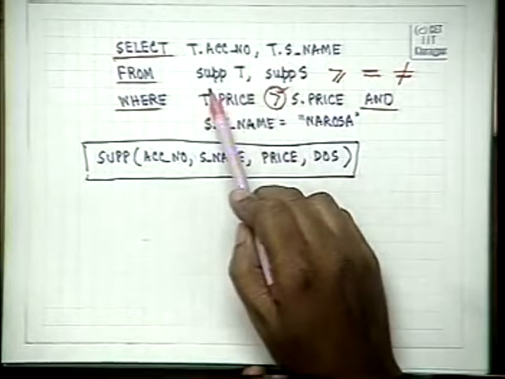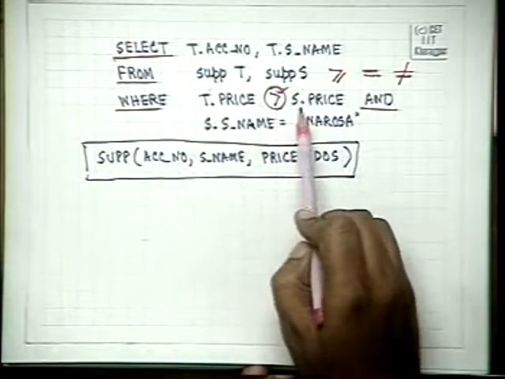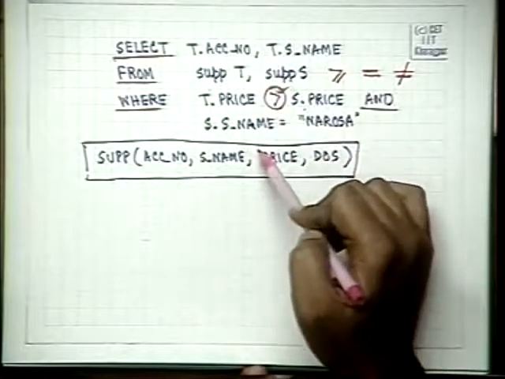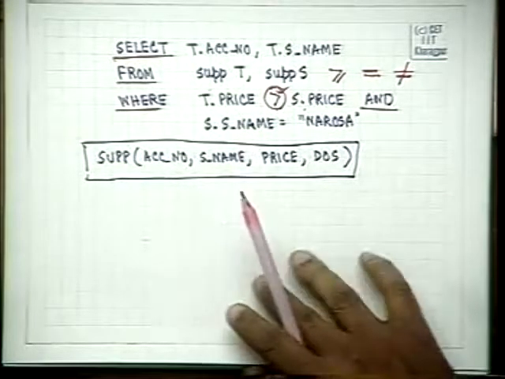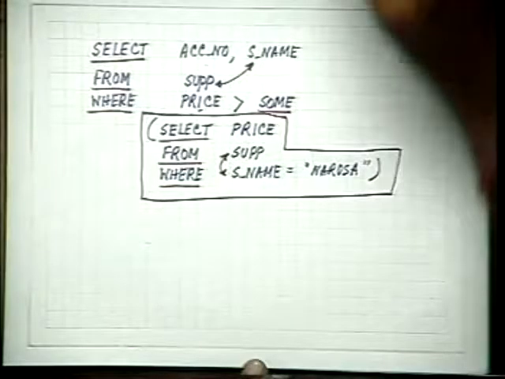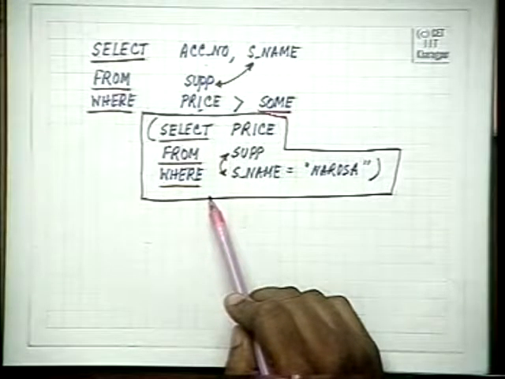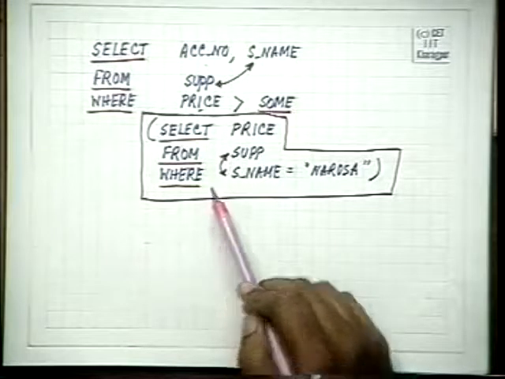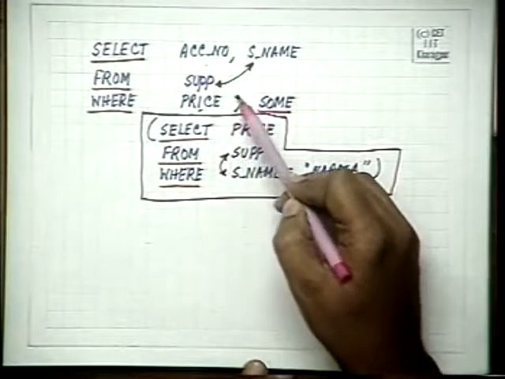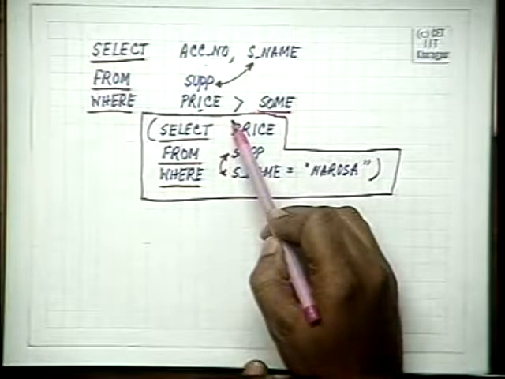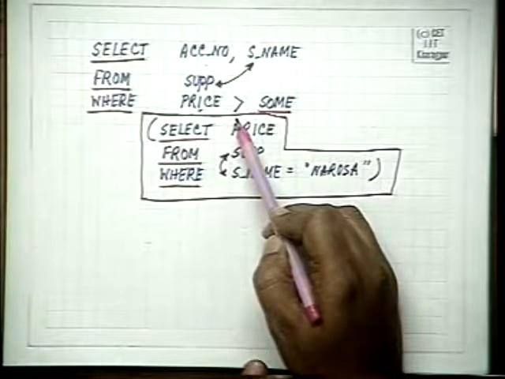Accession number, S name, sup S, T, price is greater than S price and S name is equal to Narosa. This is a direct relational algebra expression. SQL provides you a slightly better format to write out this expression. Now here we may replace this one by greater than or equal to, not equal to, etc., and get the same answer.